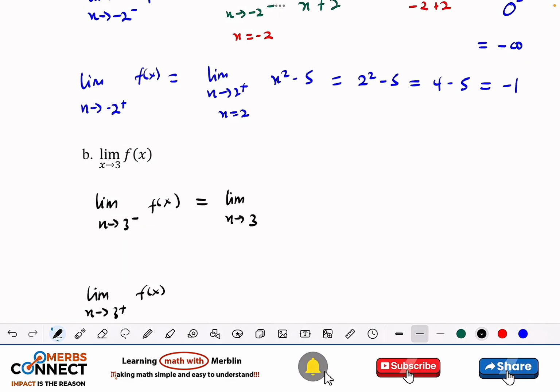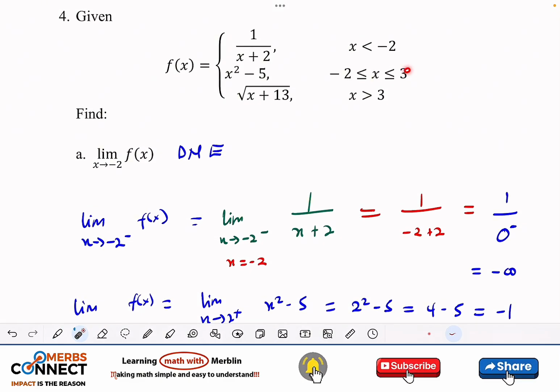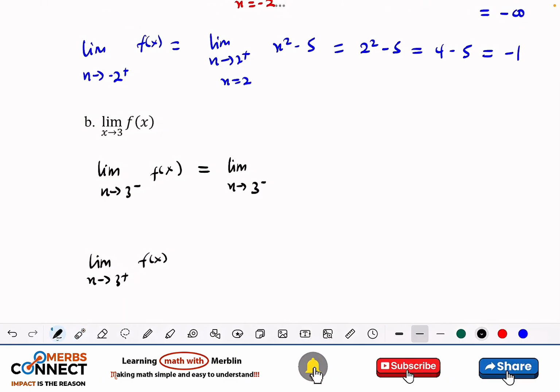X is approaching 3 from the negative. So from the negative means that x values are less than 3. So these are the x values less than 3. So we are using x squared minus 5. Setting x equal to 3, we have 3 squared minus 5, and this is 9 minus 5, which gives us 4.